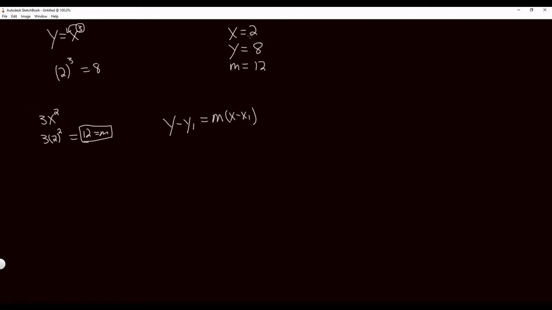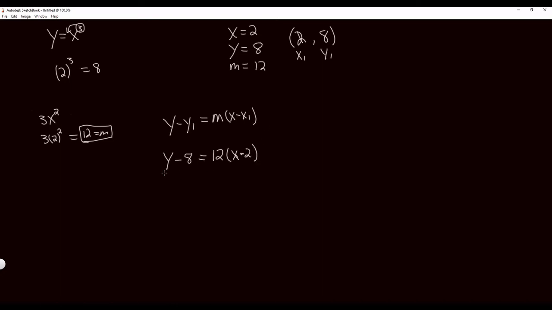So x is equal to 2. Well, we can write it like this as our coordinates. So this will be x1 and this will be y1. So we just leave y as is, minus y1, which is 8, is equal to m, which is 12, times x, we just leave it as x, minus x1, and x1 is equal to 2.